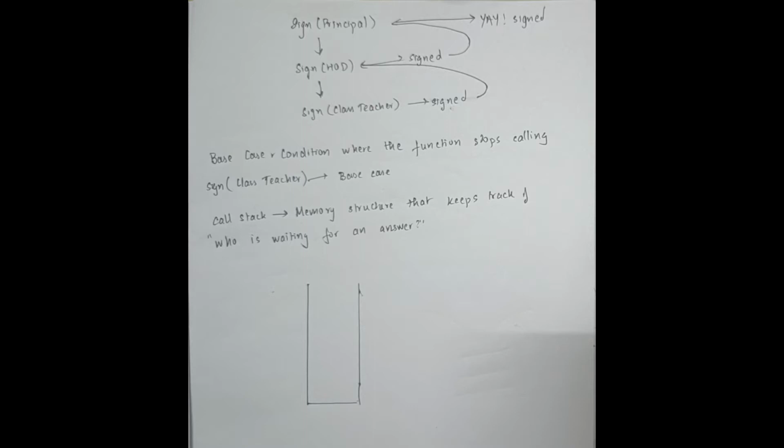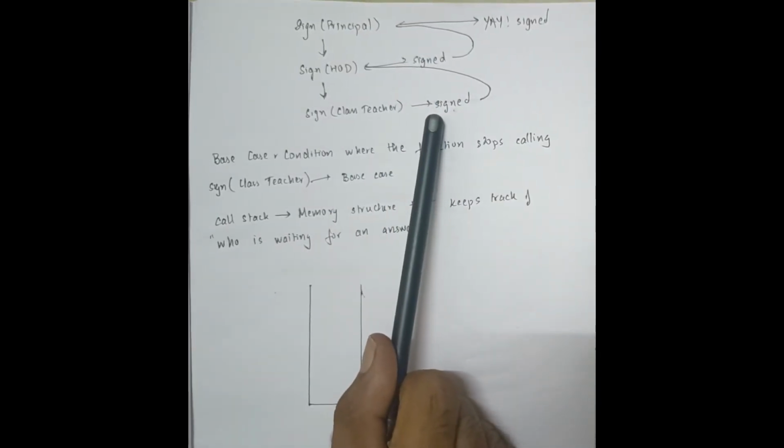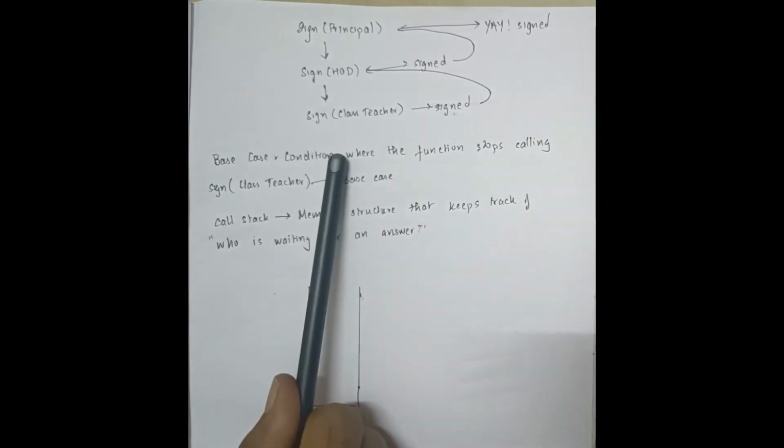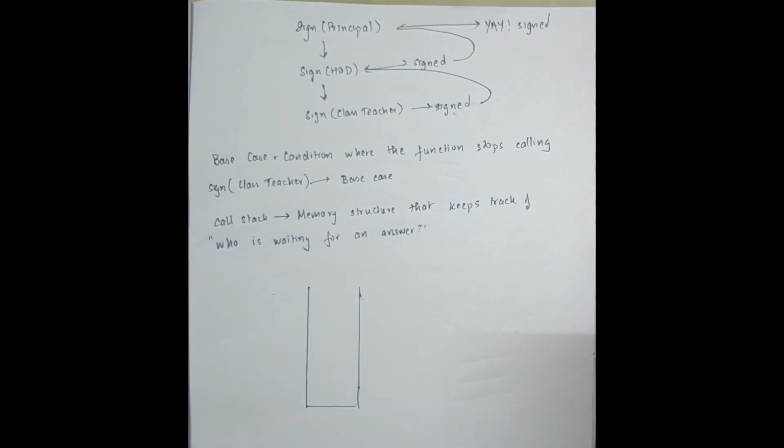Before we move on, I would like to discuss some basic terms. The first term I'm going to take is the base case. The base case is the condition where the function stops calling, and it is very, very important because it avoids infinite looping. Let me state here that after class teacher, we can see that it is not calling any other function and it starts returning to the higher level functions.